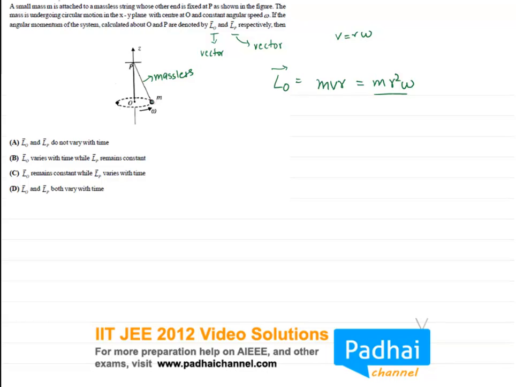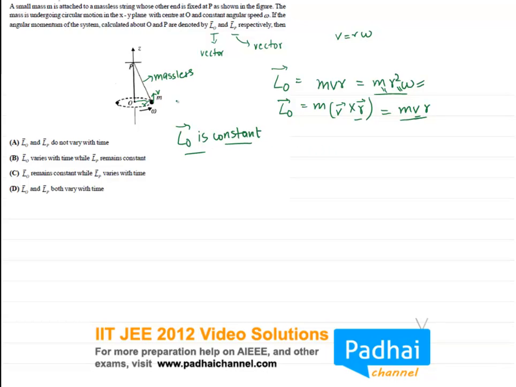Now since its velocity is in this direction, if we take the cross product, L0 can also be written as m into v cross r. Now r at every point is perpendicular to v. In this direction we have v. So this will also be equal to mvr. That means at any point this will remain constant because v is constant, or we can say omega is constant, radius is constant, mass is constant. That means L0 does not vary with time. L0 is constant.